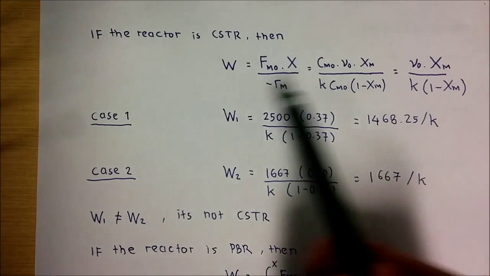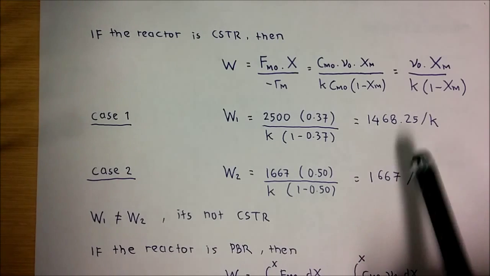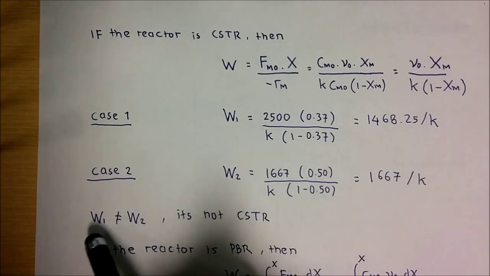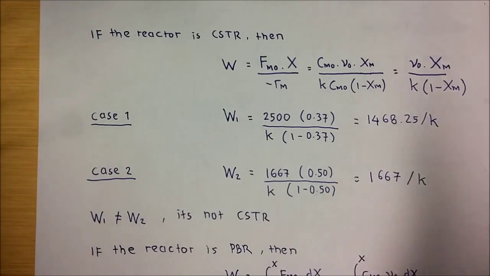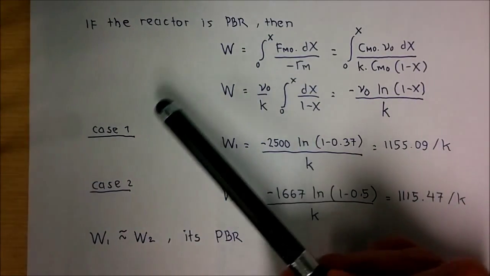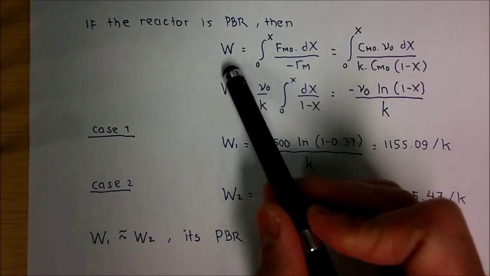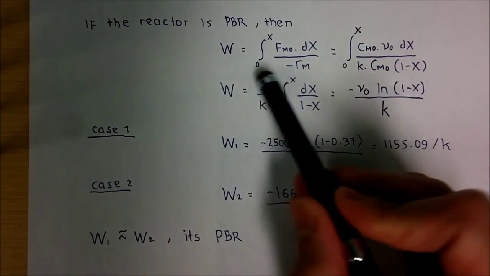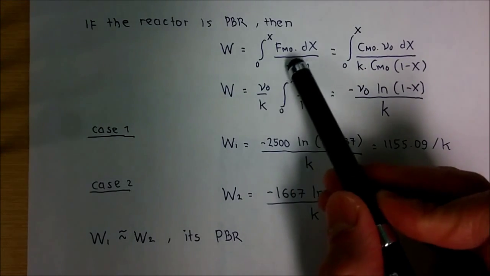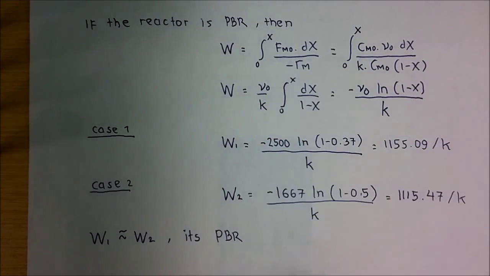So based on this calculation, we can see that W1 and W2 have different numbers. What this means is that the reactor is not a CSTR. So now we try to calculate if the reactor is a PBR. Then W, based on the mole balance, is going to be equal to the integration of Fm0 multiplied by dx over the rate law from 0 to x.